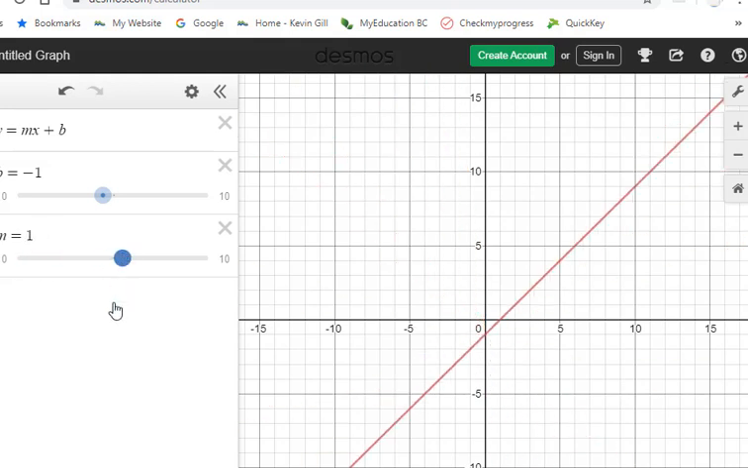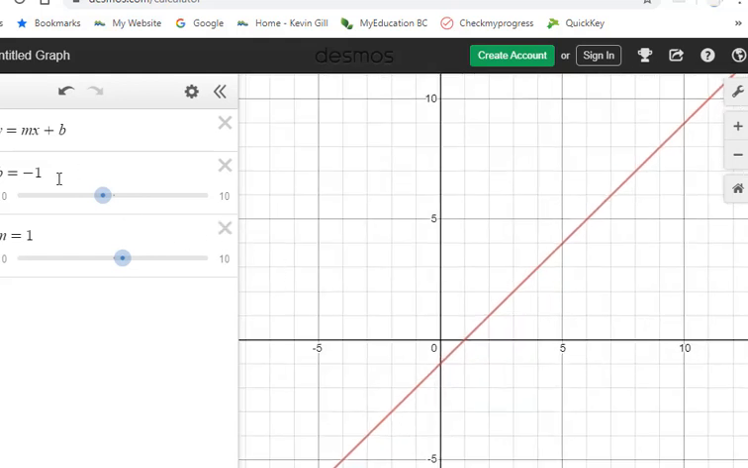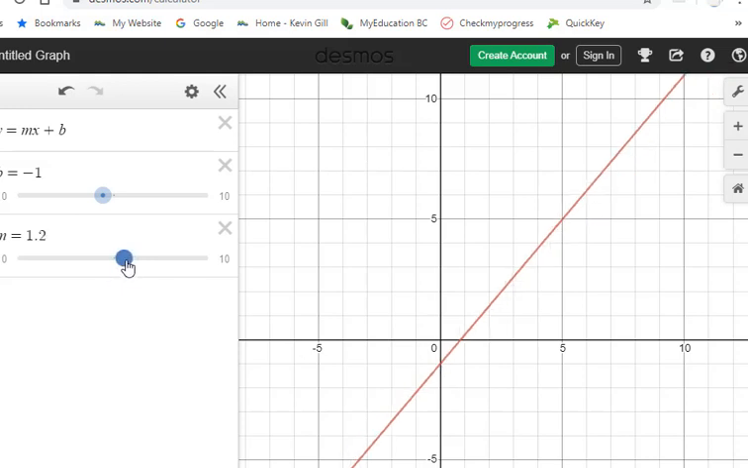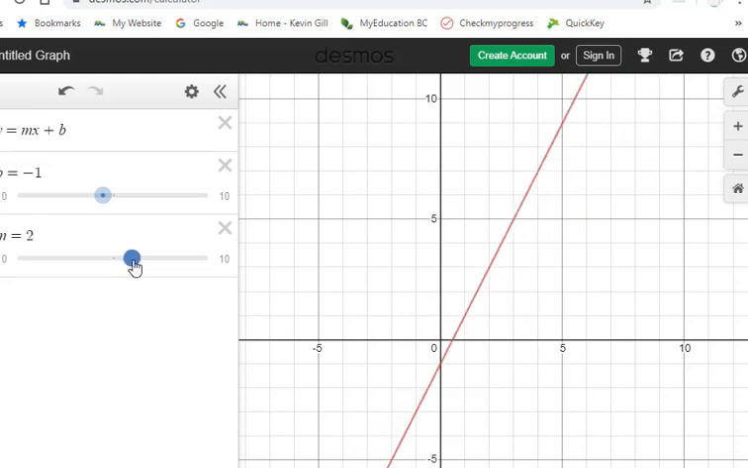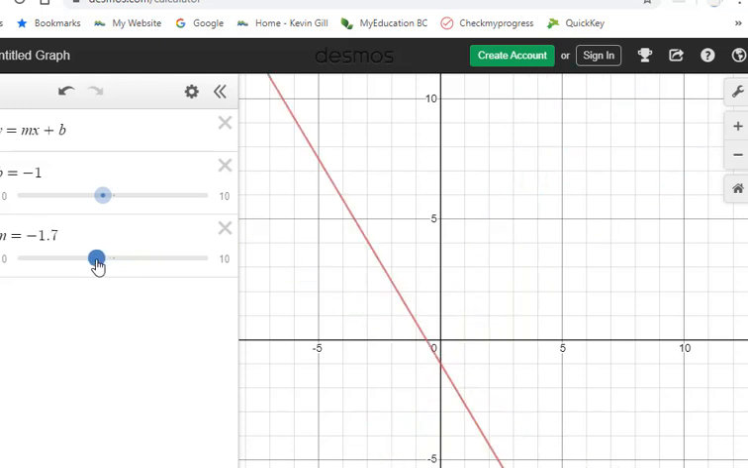So if I do this one here, you can see my value of b is -1, which tells me my y-intercept is -1, where my pointer is, and m is equal to 1. I can slide along and change the slope to 2, and my y-intercept is still -1 here, and I've got a slope which is 2. I can increase it to 3. Now I can do a negative slope as well. There's a slope of -1.